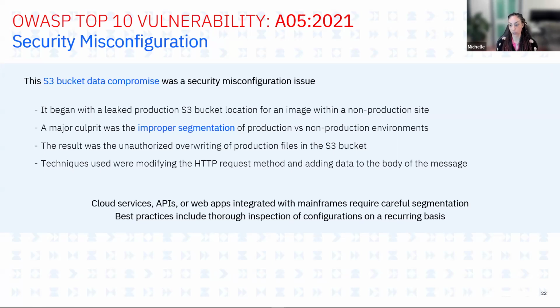The techniques used were simply modifying the HTTP request method from GET to PUT, and then adding a bit of data to the body of the message and updating that content length header to make sure it would be accepted. So cloud services, APIs, or other things integrated with mainframes, it requires careful segmentation. Best practices will include thorough inspection of those configurations on a recurring basis.